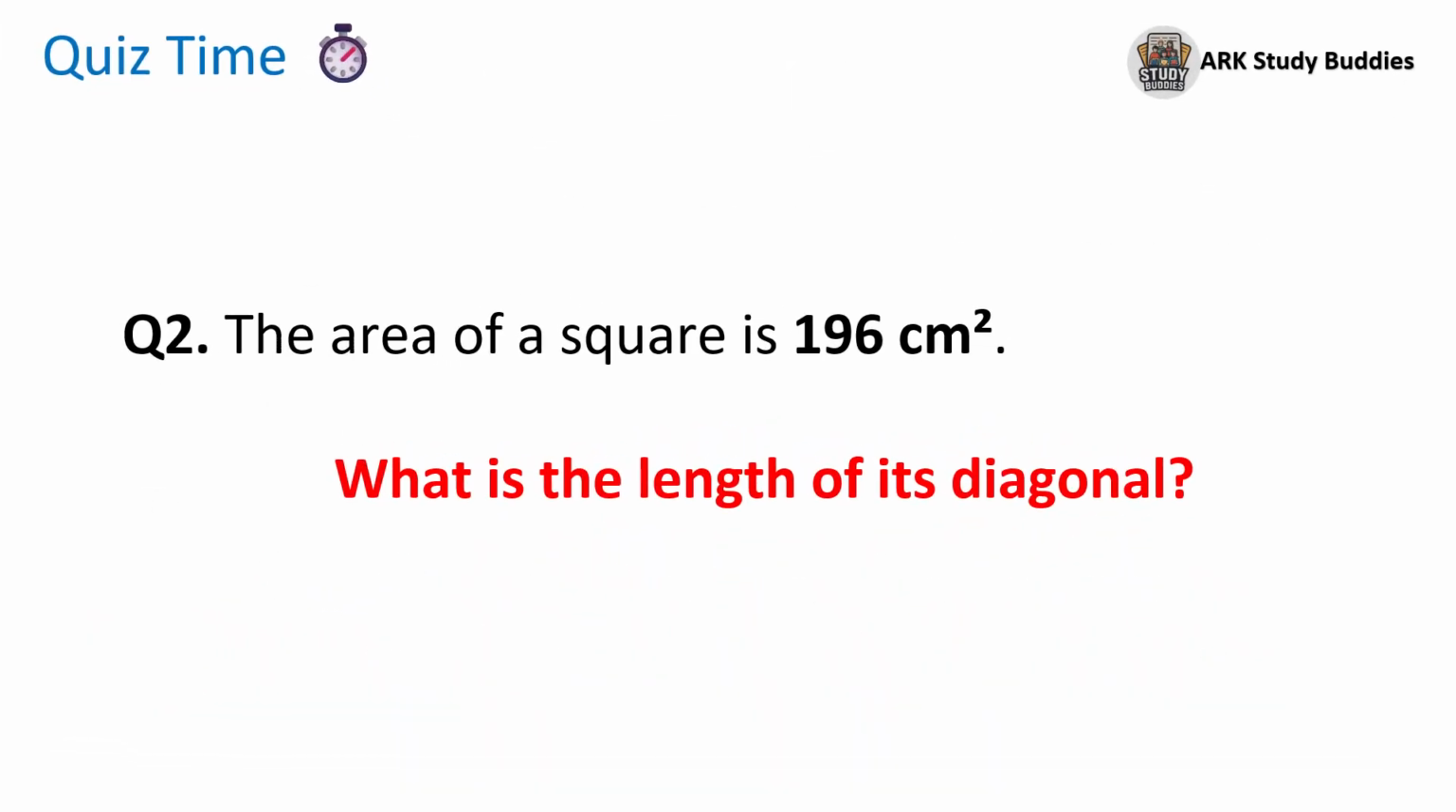Quiz number 2. The area of a square is 196 centimeters square. What is the length of its diagonal? Take a screenshot. I'll explain step by step of these questions at the end of this video.